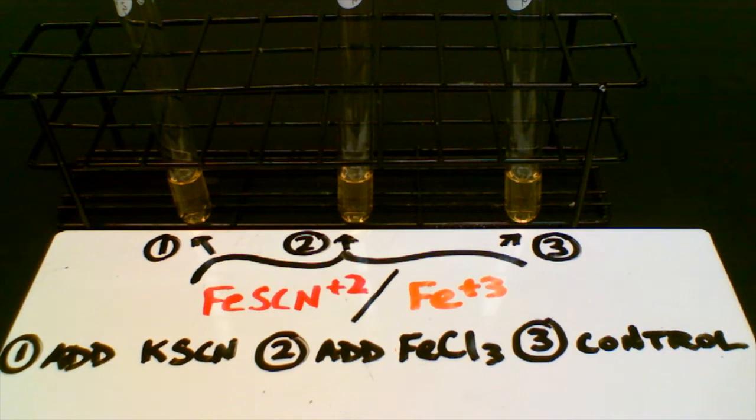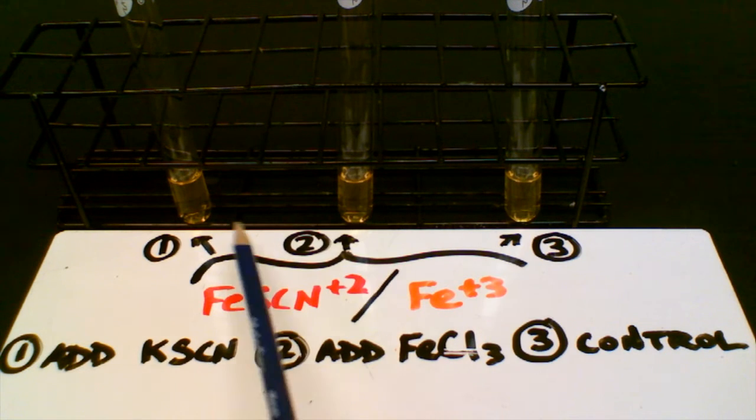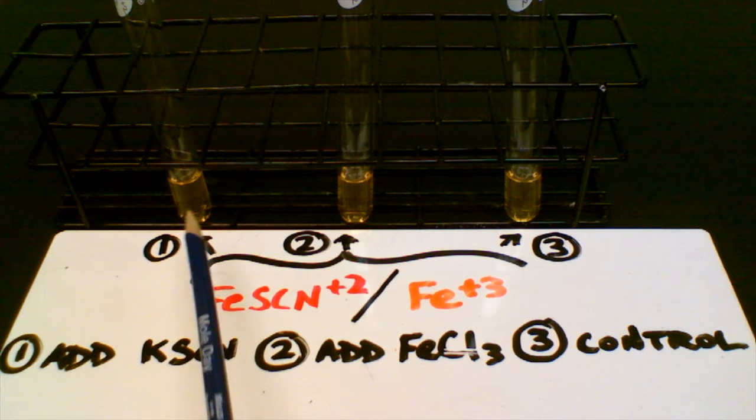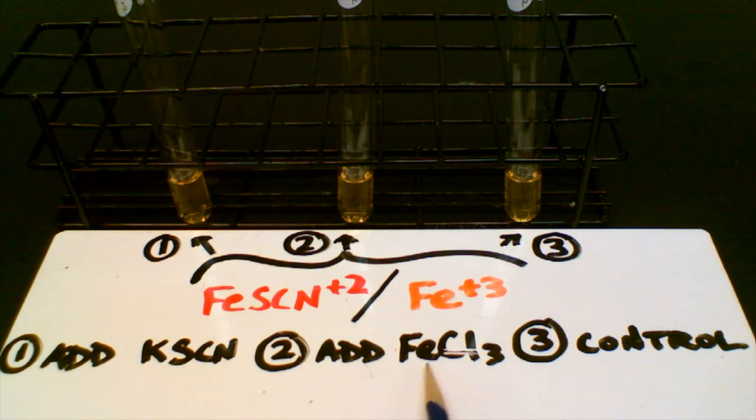For part B of our experiment, we have three different test tubes, and each test tube has a mix of iron 3 thiocyanate and iron 3. This ion is very dark red in color, and the iron 3 ion is more orange. So you can see that the combination gives this original color. We're going to add potassium thiocyanate to test tube 1. We're going to add iron 3 chloride to test tube 2, and we're going to leave test tube 3 as a control, and we're going to see if there's any color change.